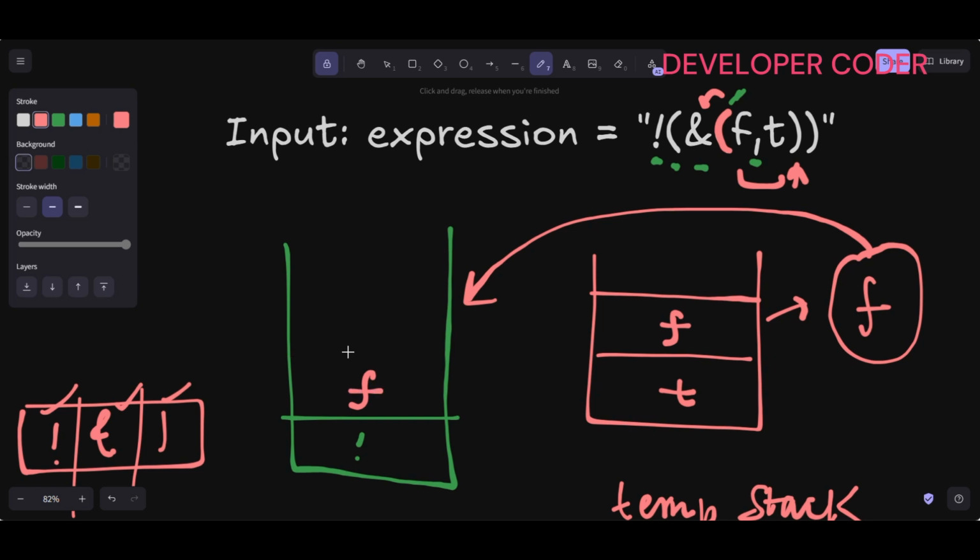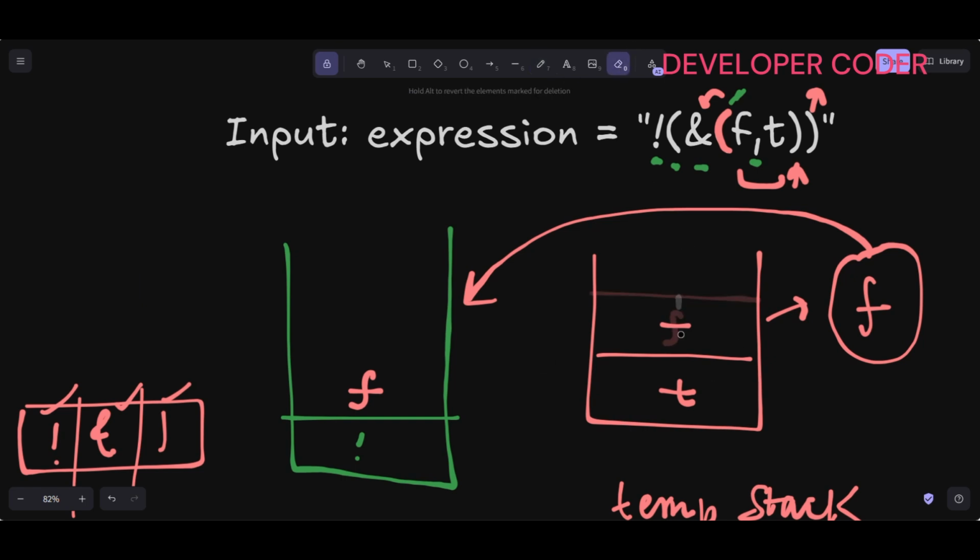All right, now after that we move further. We encounter one more close brace, right? So again we have to create one temporary stack. Now let's remove all these elements.